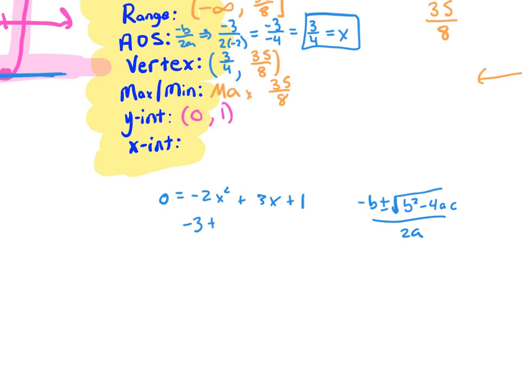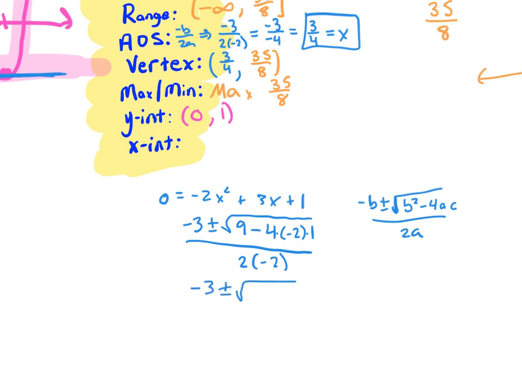So we have negative 3 plus or minus the square root of 3 squared, which is 9, minus 4 times a times c over 2 times negative 2. So this is negative 3 plus or minus the square root of 9 minus, this becomes a plus because a negative times a negative would be a positive, 8 over negative 4. We can simplify this again to negative 3 plus or minus the square root of 17 over negative 4.